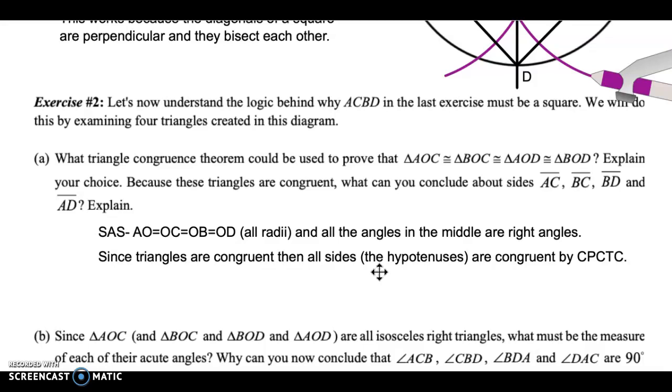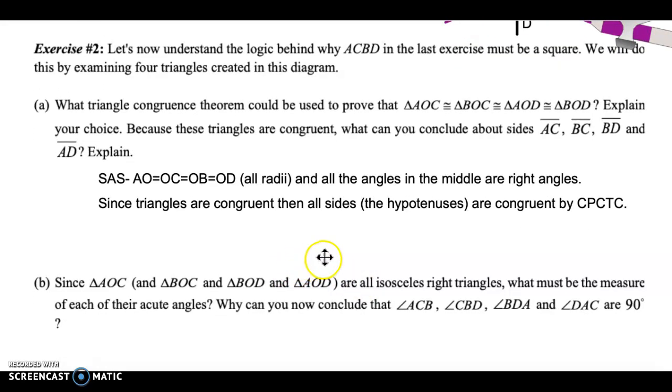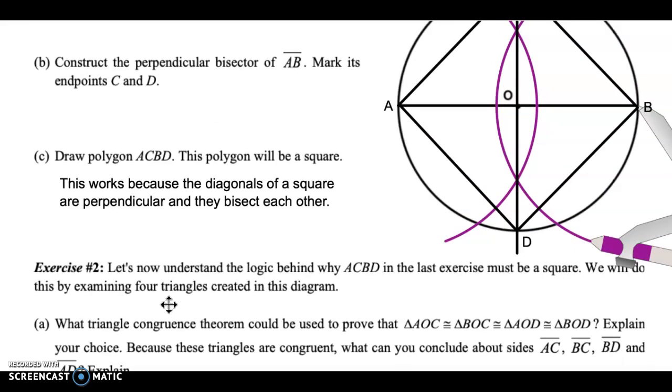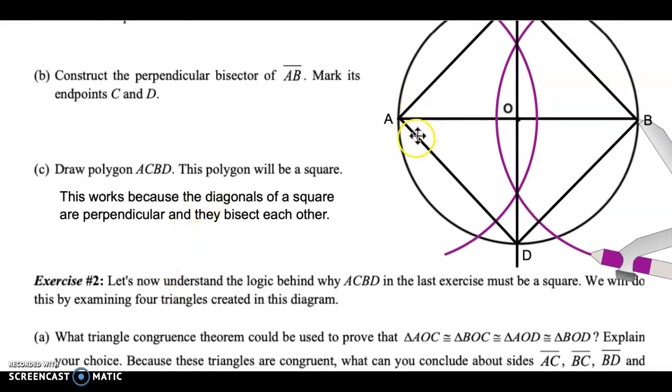All right, now a square has 4 congruent sides, which we just showed, and it has 4 right angles. So why are those angles all right angles? Oh, that's part B right here. So basically, these are all isosceles right triangles. All of those 4 triangles up above are isosceles right triangles. So that means the measure of each of those acute angles would have to be 45 degrees. So each acute angle is 45 degrees. And then that makes angle ACD, CBD, BDA, and DAC. Just looking at my picture, I'm talking about the angles of the square right now.